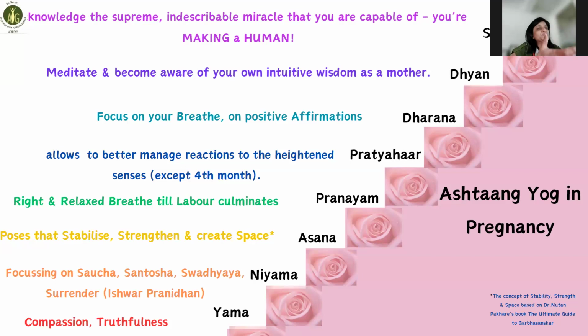Surrender. Beyond a point, there is something that you can know, and there are things out of your control. So surrender to the divine, to the universe. Then asanas, of course, the stability, strengthening, and space that Dr. Nutan ma'am has taught us through her book, The Ultimate Guide to Garbhasanskar. We've learned this very well throughout our 4 weeks of journey. So that in the asanas has to be adopted. There has to be right and relaxed breath till labor culminates. That is the pranayam aspect of the Ashtanga Yoga.